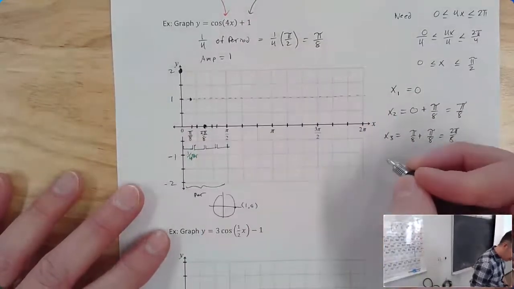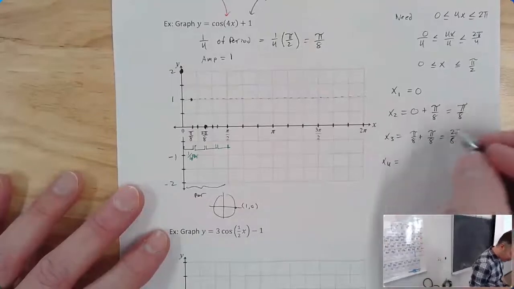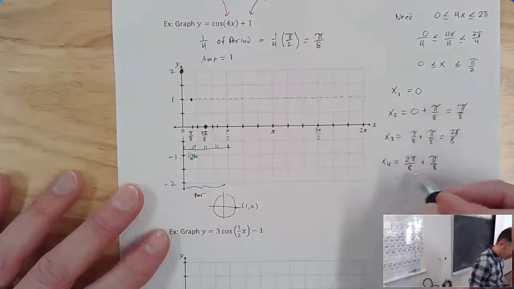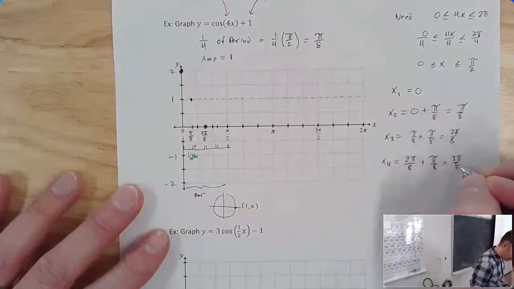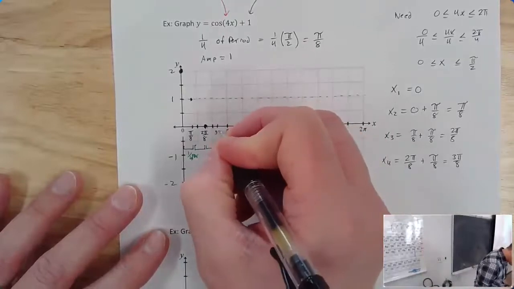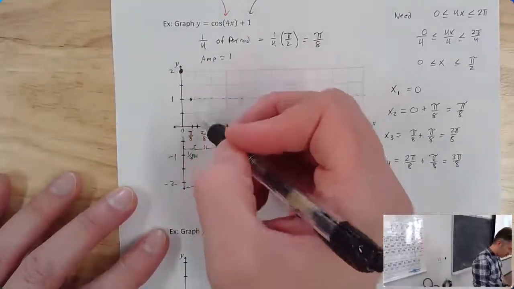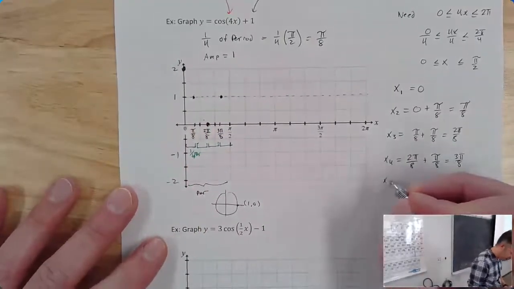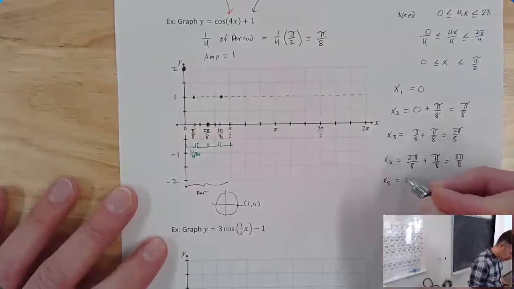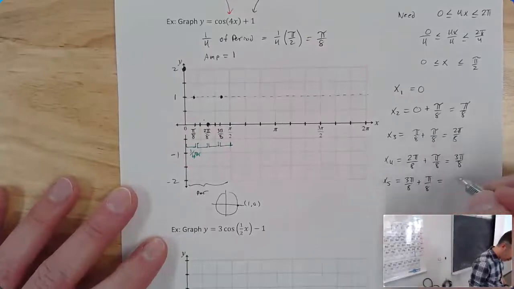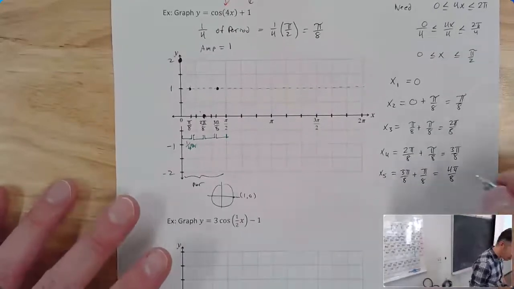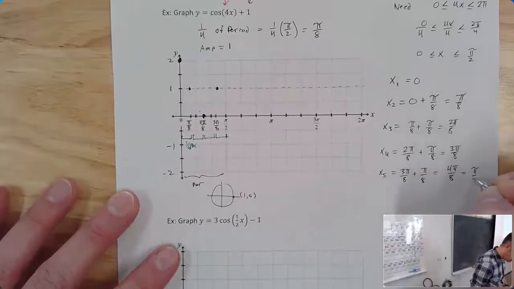So then we get the next important point by adding another quarter of a period to our previous important point. So 2 pi over 8 plus pi over 8 is 3 pi over 8, which is right here. So cosine, top, middle, bottom, back to the middle. And then finally, the last point where we're going to end up where we started, we'll take your previous point, add another quarter of a period, and we're going to get 4 pi over 8. And I could leave it like that, but I'm going to reduce it just to see that we really end where we think we should end. 4 pi over 8 is pi over 2.